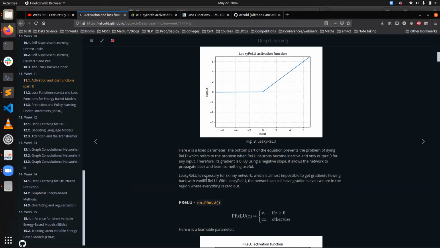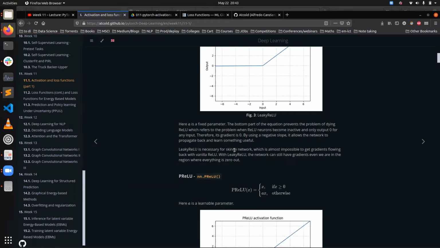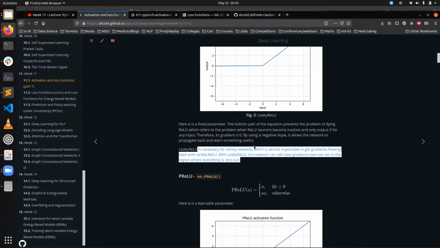Yeah, this point was not clear even in the lecture. I think Alfredo was the one who mentioned it. He said for skinny networks, leaky ReLU is useful. If anyone else knows about this, please jump in.